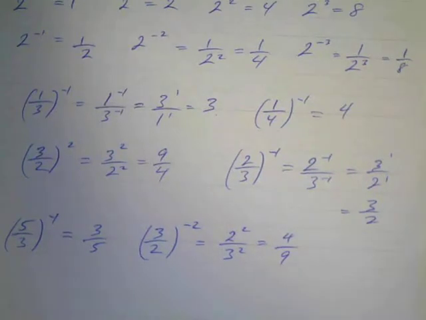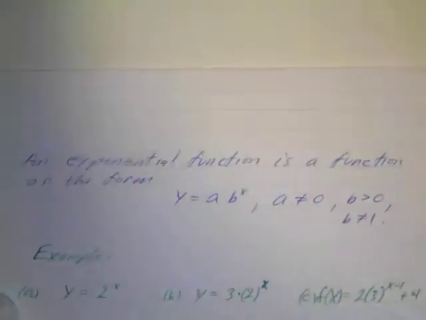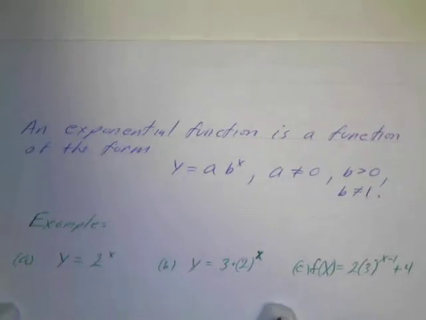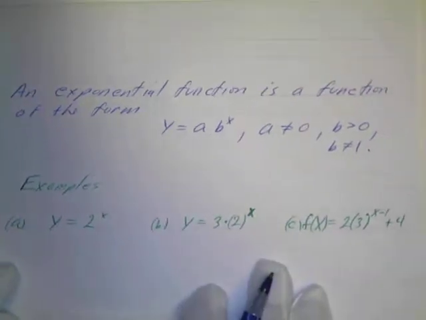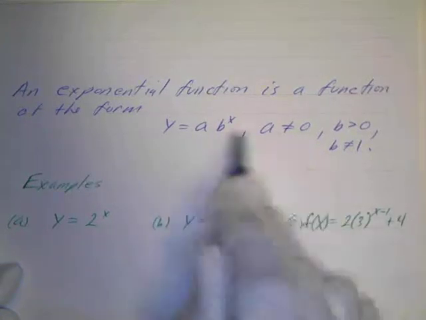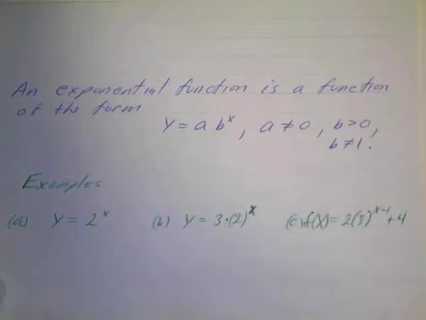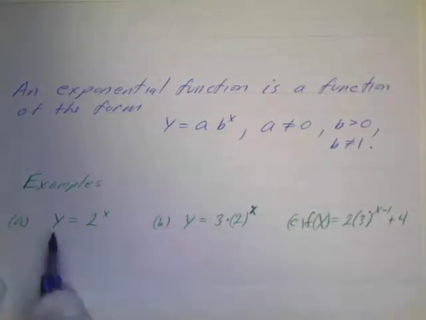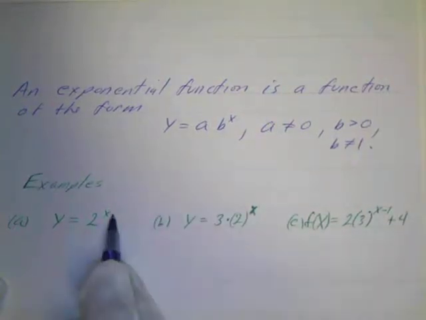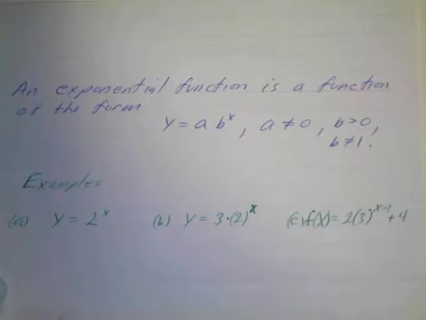And now we can talk about the formal definition of an exponential function. I've got that written out over here with a couple examples. An exponential function is a function of the form y equals a times b to the x, where a is not equal to 0, and b, which is my base because it's to a power, is greater than 0 and not equal to 1. So here's some examples of exponential equations. y equals 2 to the x. In this case, the b is 2, that is the x power, and the a would be 1.